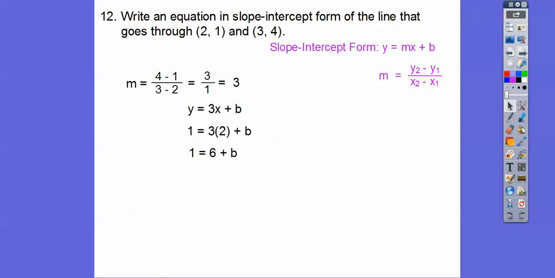I'm doing the 1 comma 2, where 2 is the x and 1 is the y. Okay, so subtract and we get 5 right there. So there's our equation right there.